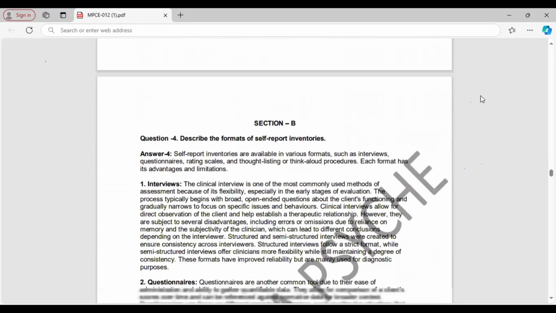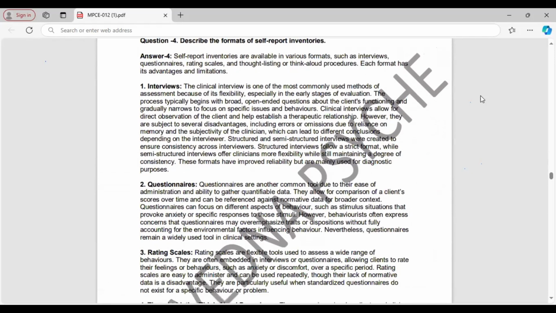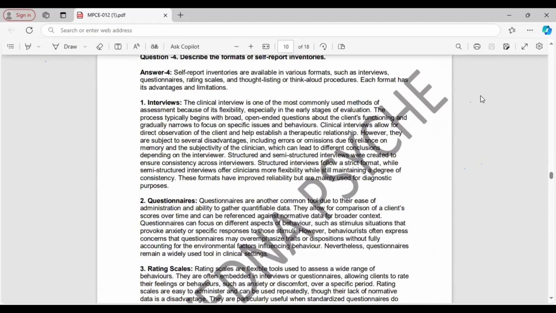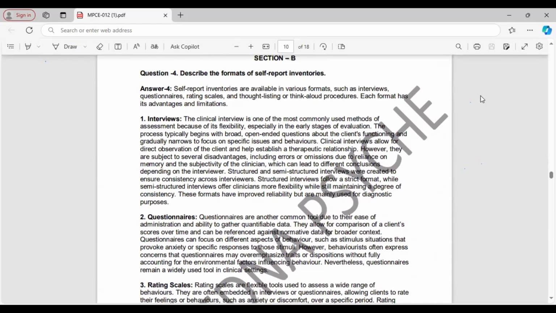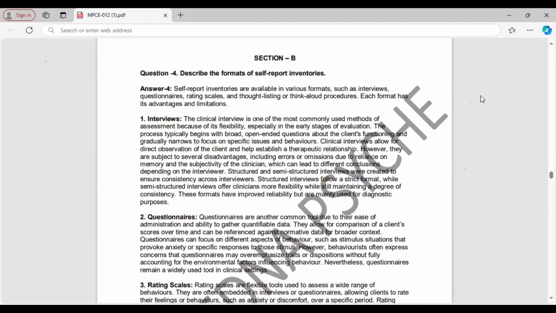Section B, question 4. Describe the formats of self-report inventories. Self-report inventories are available in several formats, each with unique advantages and disadvantages. We'll start with interviews. Clinical interviews are among the most commonly used assessment methods due to their flexibility. They typically start with broad, open-ended questions that gradually narrow down to specific issues. This format allows for direct observation of the client, aiding in the therapeutic relationship.